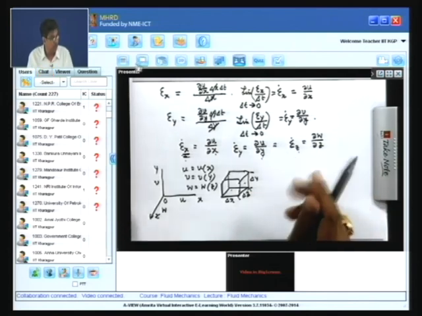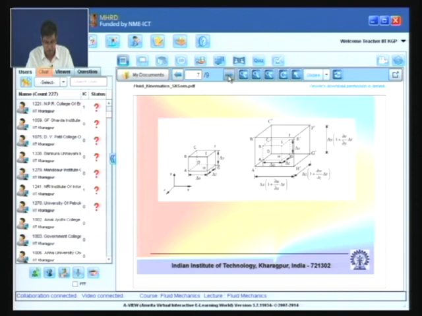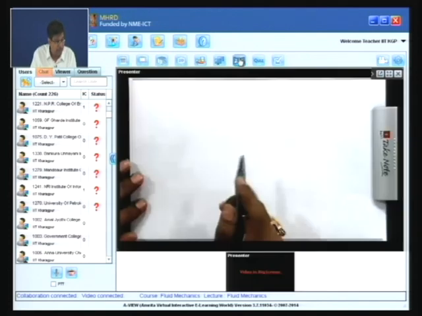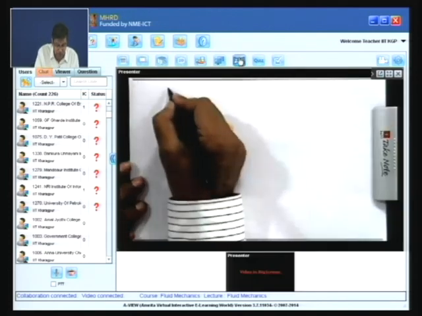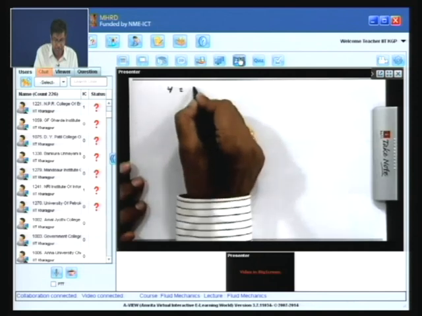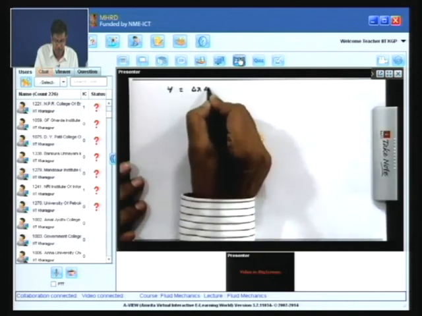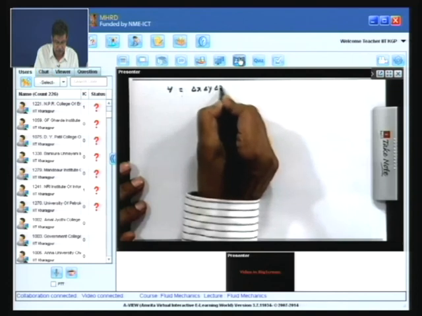Now, I will show you that because of this, the total volume gets changed. You see a picture now, where, as I have just explained, the linear elements in x, y and z directions have elongated, and ultimately this gives a change in volume. Now, how to find out the change in volume and how to define the volumetric strain rate? It is very simple. Initial volume was delta x, delta y, delta z. And what is the final volume?